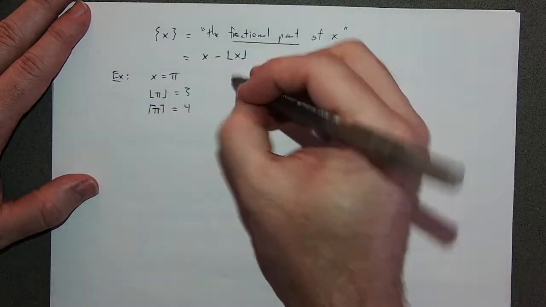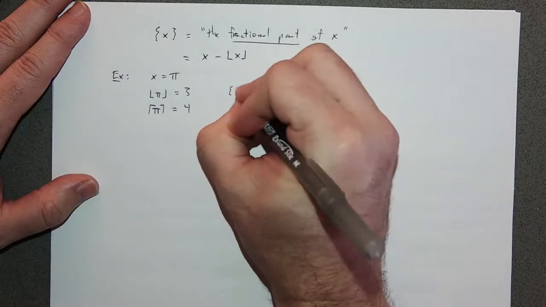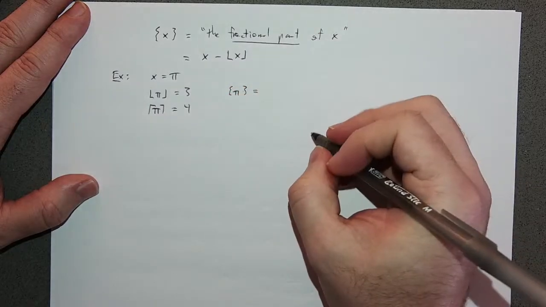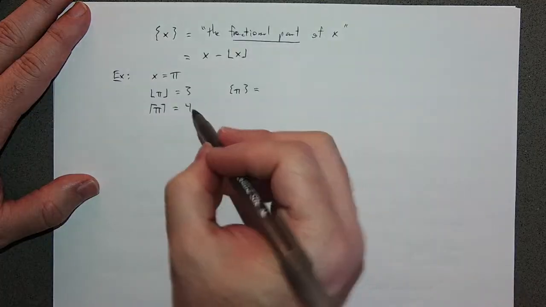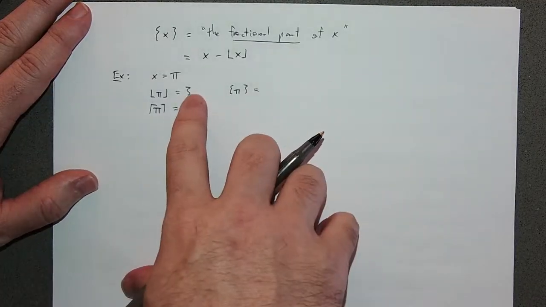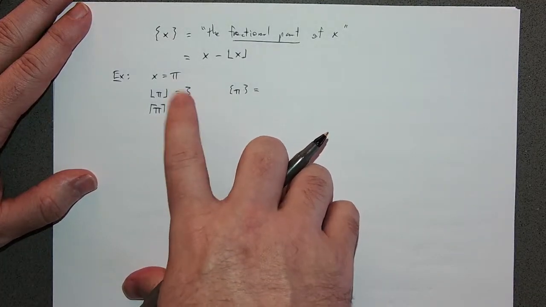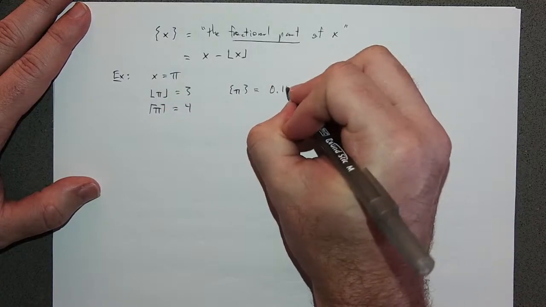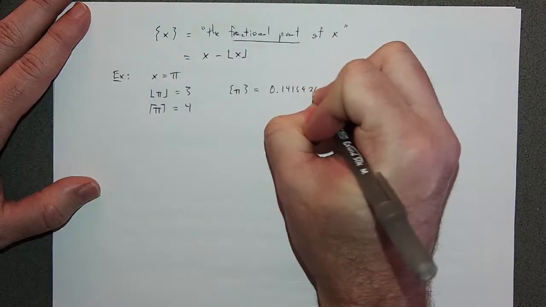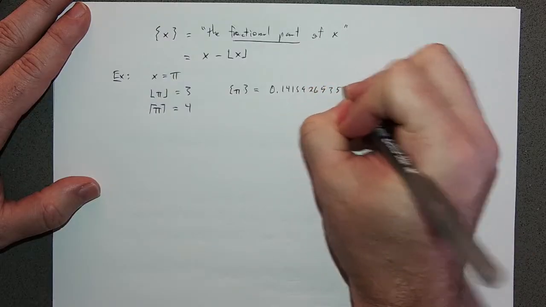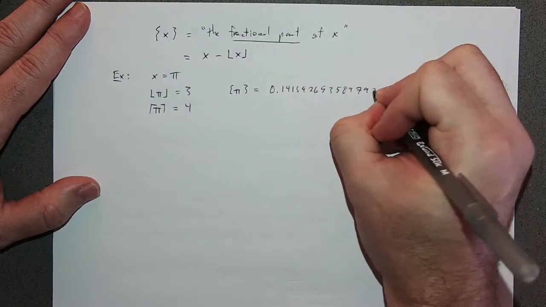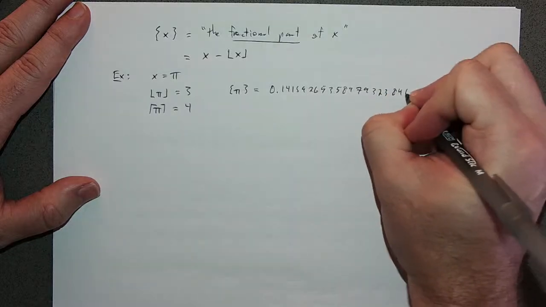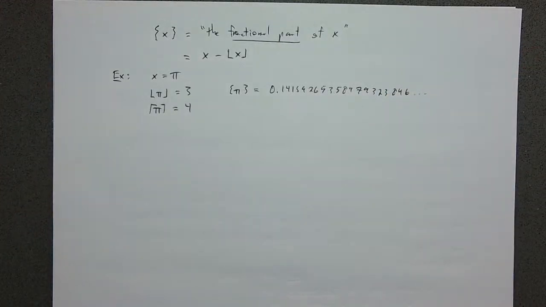What is the fractional part of pi? This would be its decimal expansion. We take its decimal expansion, we subtract 3 from it, so I get 0.1415926535897932384, and so on. I think that's right. I know more digits of e than pi. I think that's as good as I can do for pi right now.